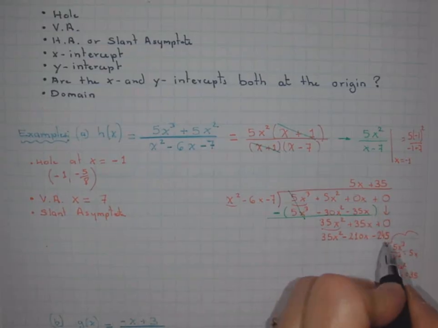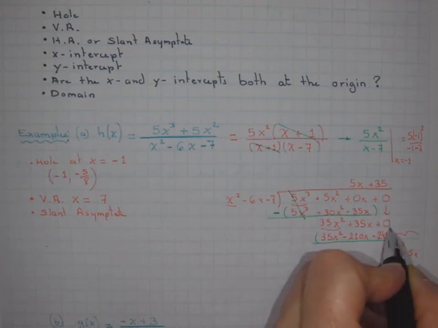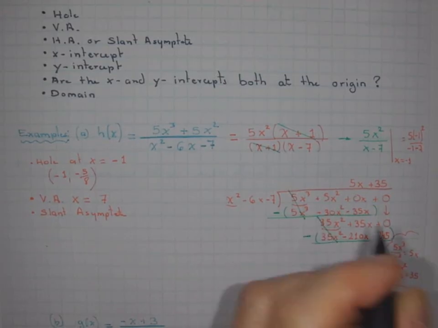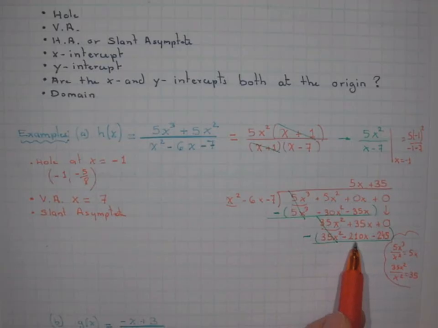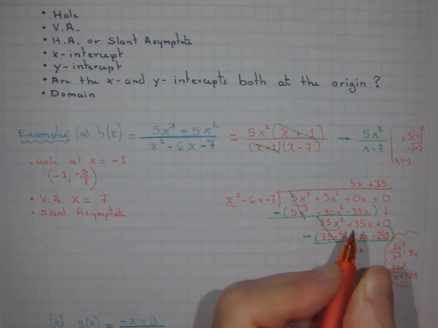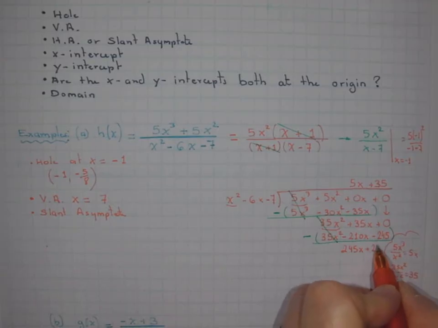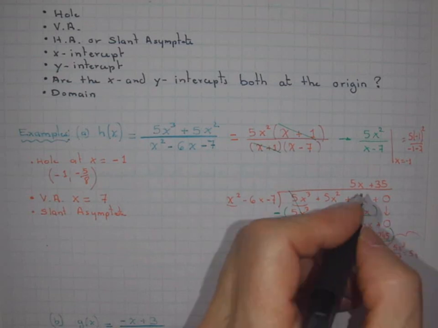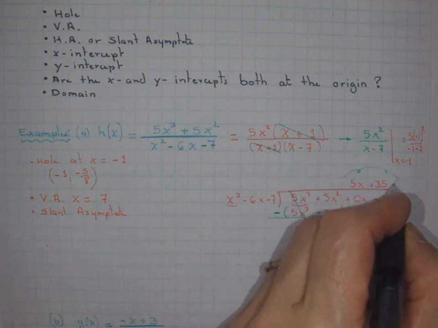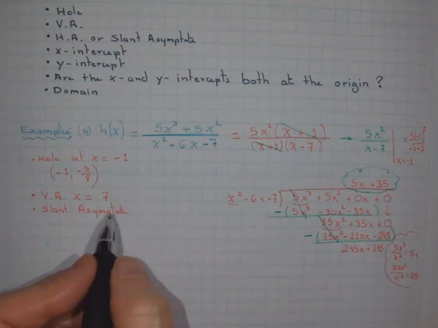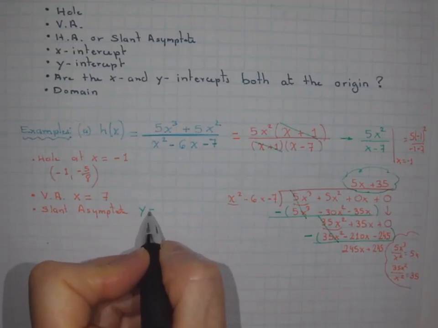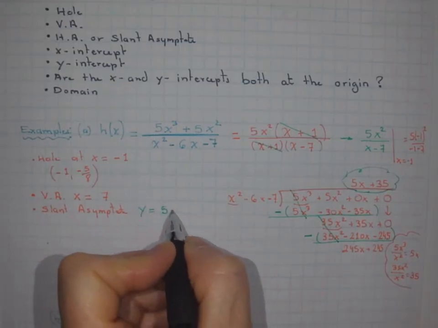All right, and now we're going to subtract. So that goes to 0. Then the negative here makes that a positive. So 35 plus 210 will give me 245x. And then 0 and then plus 245. Now, I only wanted the slant asymptote, right? So we understand that this will be all I need, right? So the slant asymptote will be y equals 35x plus 35. Don't forget the y equals, or you won't have the equation of a line.